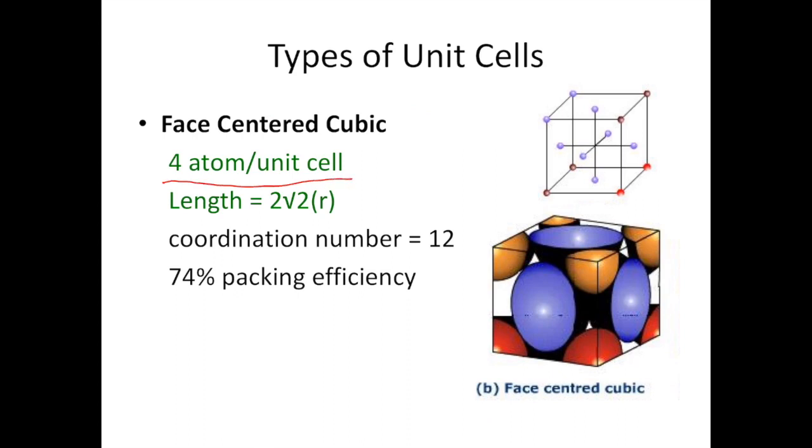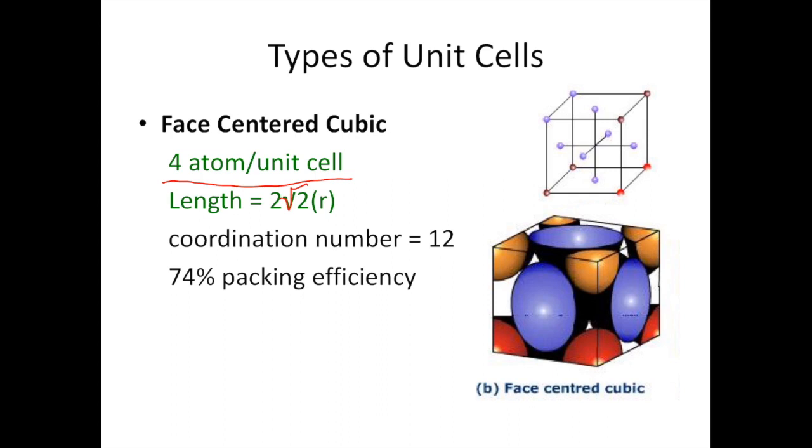And your length is 2 times the square root of 2 times r. This is not 2 root 2r. Do not take the square root of r with 2. It's just 2 root 2, and then multiply that by the radius. I did it the other way, and it doesn't work. I was annoyed, so don't do it.